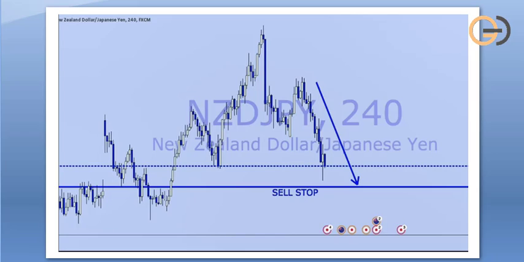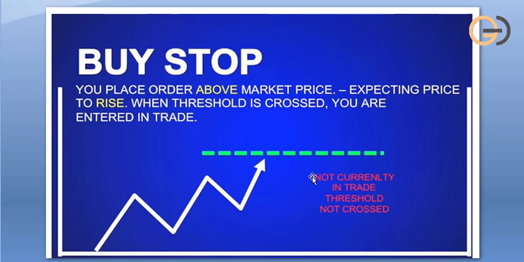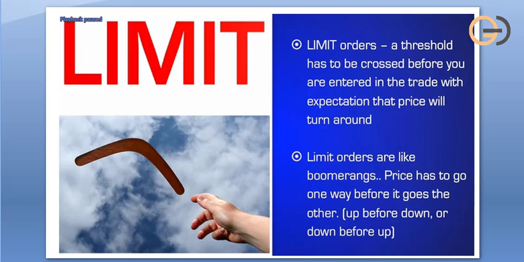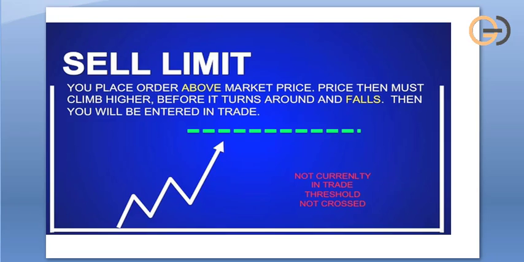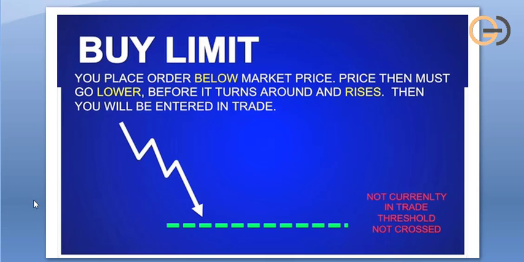A buy stop is the same thing. When the price is moving up, there is a particular line it should cross before you are entered into the trade. So that is for that. Then we have limit orders. You can use sell limits, and also you can use buy limits. A limit order helps you to take an order in the opposite direction.